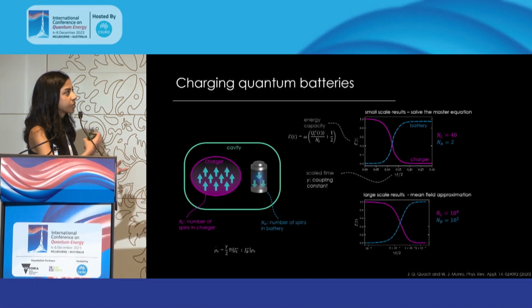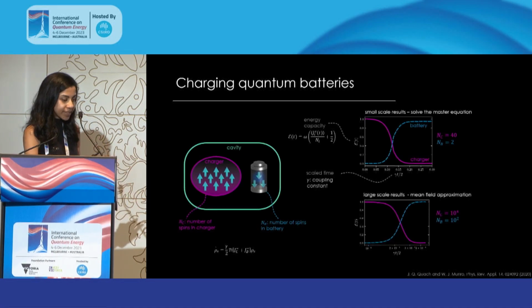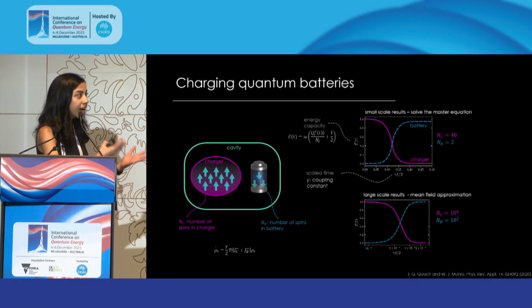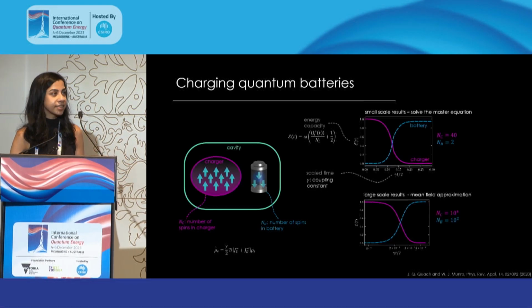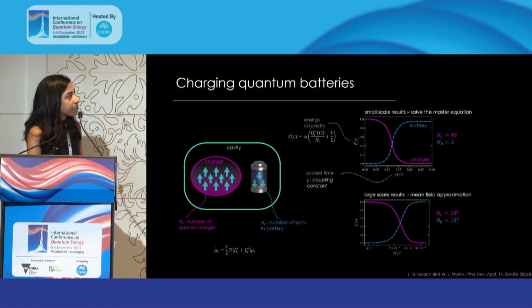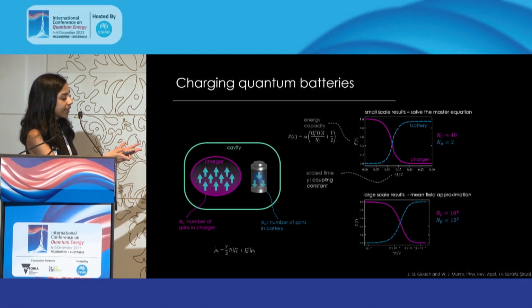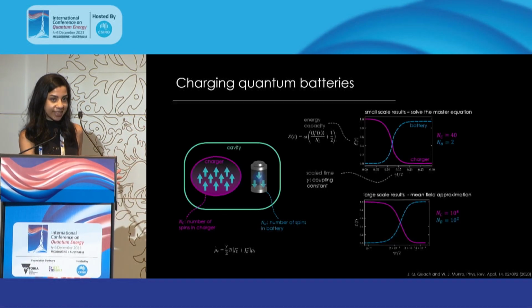Okay, so now we can go on to seeing these dynamics play out by simulating the master equation. There are 2 scales that we can look at these results on. For the small scale, we can just directly solve the master equation. And for the larger scale, we can perform a mean field approximation. So at the small scale, we can solve the master equation and get these results for the energy capacity for each of our spin ensembles.